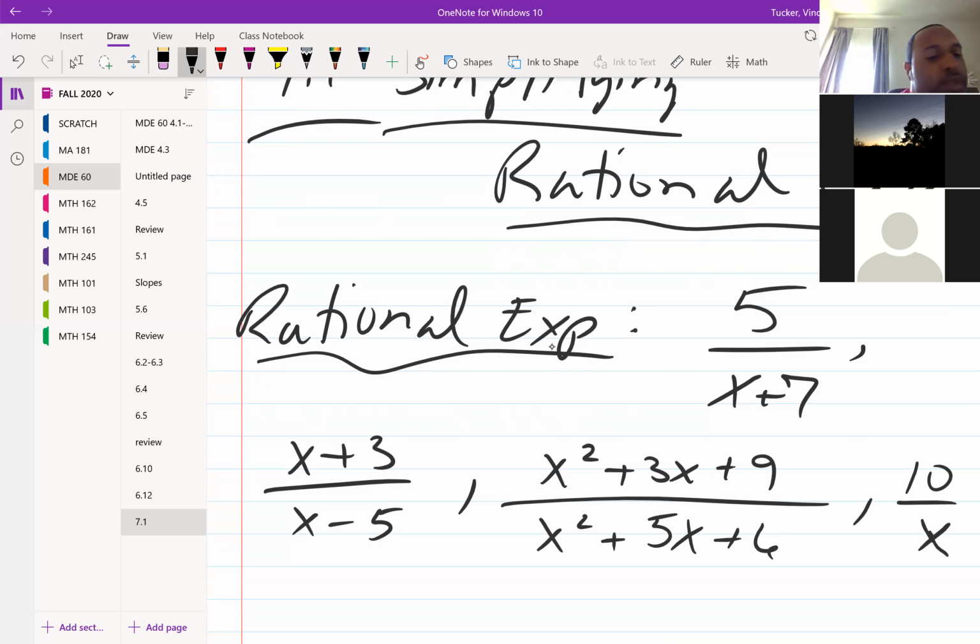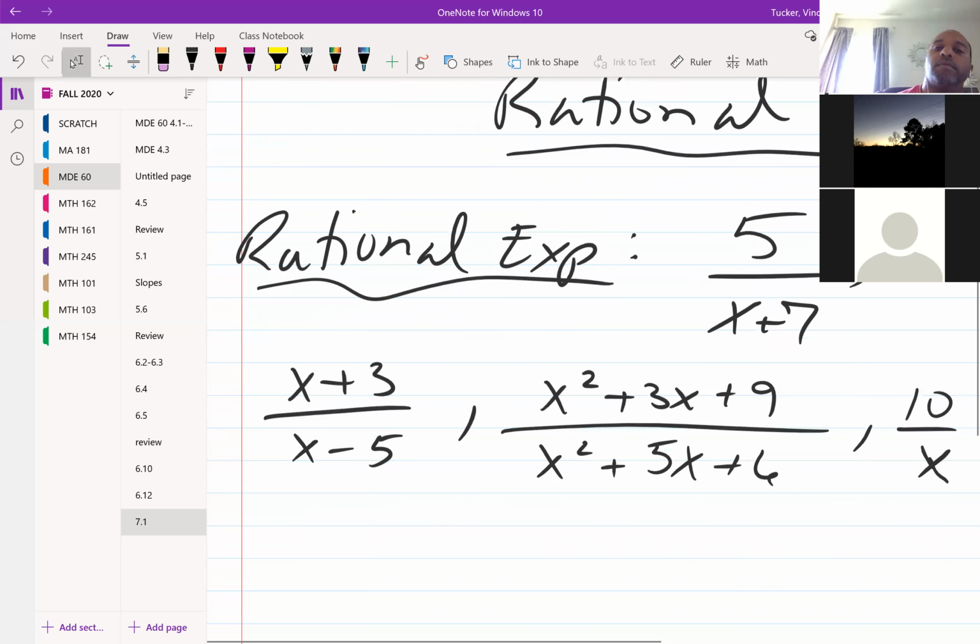So 5 over x plus 7, x plus 3 over x minus 5, x squared plus 3x plus 9 over x squared plus 5x plus 6, and 10 over x. Just regular fractions are also considered rational expressions. But the main ones we're looking at, the new things, would be having the variables in our denominator.